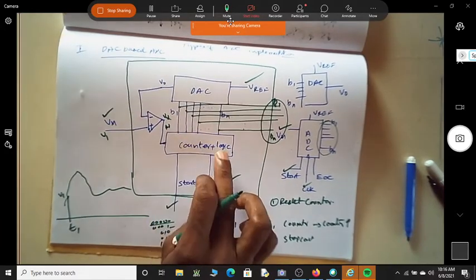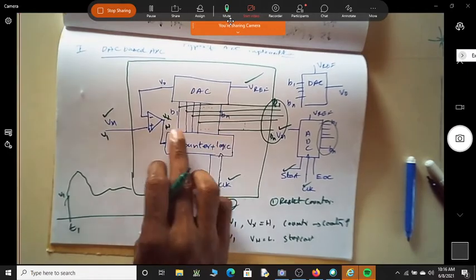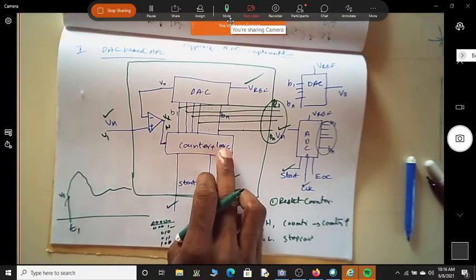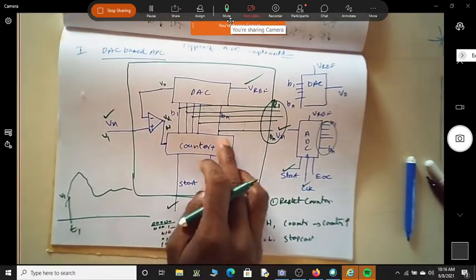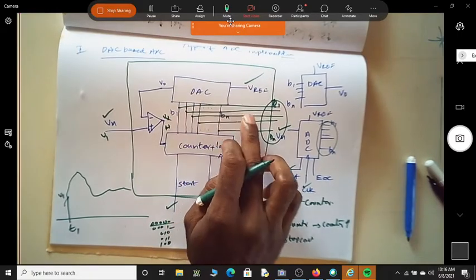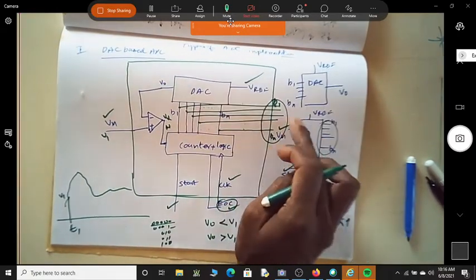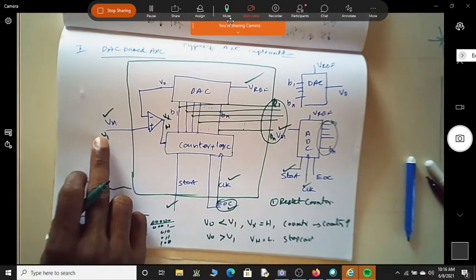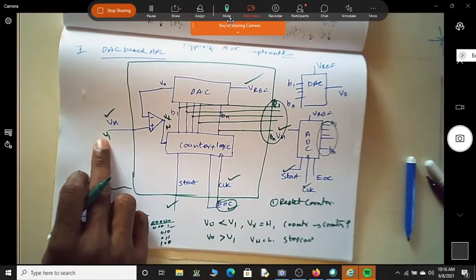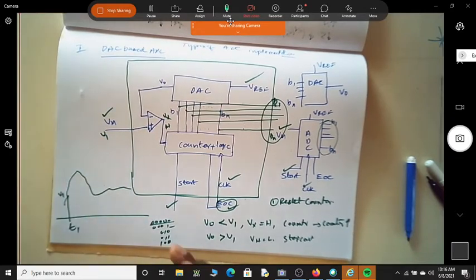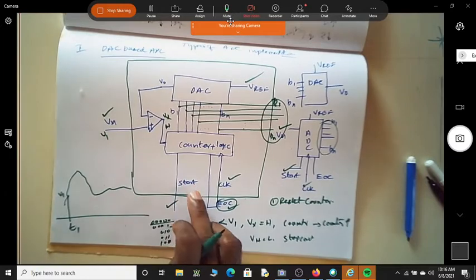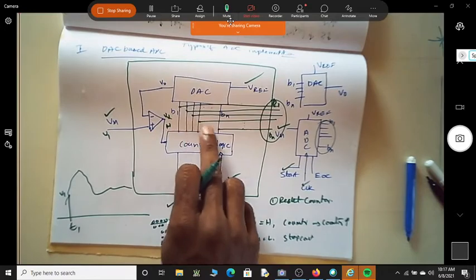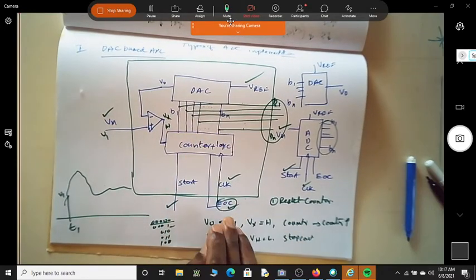This is not simply a counter. There is a counter plus associated logic. Whenever this becomes low, it is like stop. So it is going to stop the count. Whenever it stops, it will not reset immediately. You can read the output from this. Once you read the output, this output voltage is the digital equivalent of this analog voltage. If you want to restart again, whenever you give the start signal, it will reset the counter and start afresh.